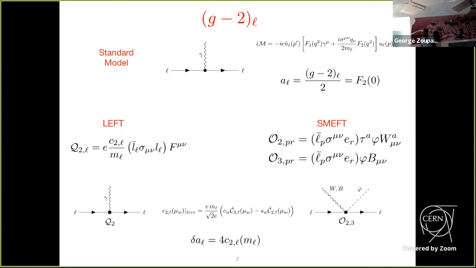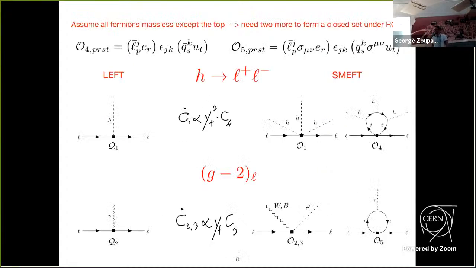This is all tree level. Then one easy observation one can make is that, let's say we don't care about corrections proportional to the Yukawa, except of course the top. Now we just need two more operators to complete the basis. And these operators are four fermion operators. Here on the left, we have a lepton-lepton coupling with quark-quark, and this epsilon is the Levi-Civita tensor with the SU(2) indices. We call it O4, and O5 is exactly the same, but with a tensor.